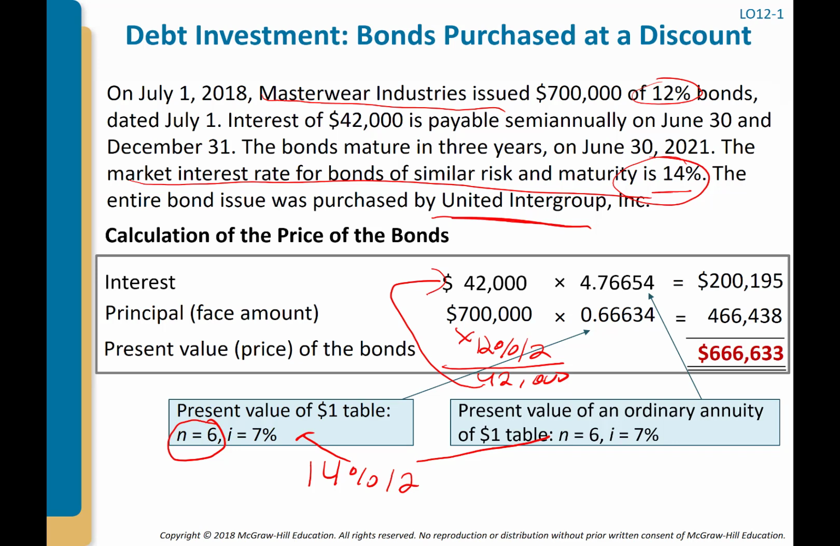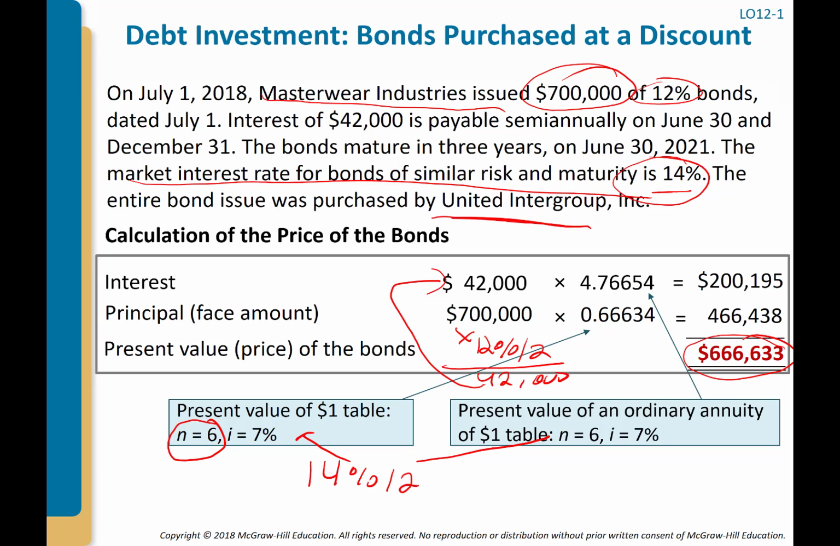And notice that even though the bond has a face value of $700,000, someone is only willing to pay me $666,633 to issue this bond. Or since we're doing the purchaser's accounting, and forgive me guys, I'll slip into the issuer's shoes here from time to time, for the purchaser, they're only willing to pay this $666,633. It's less than face, and it's less than face that the person is willing to pay because the market rate of interest is more than the stated rate, right? Nobody wants this bond.